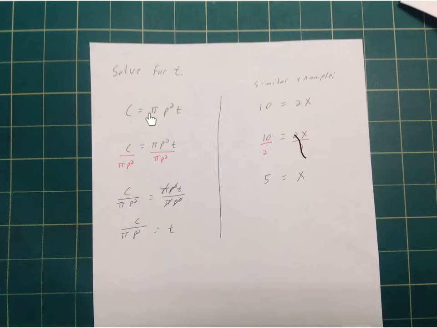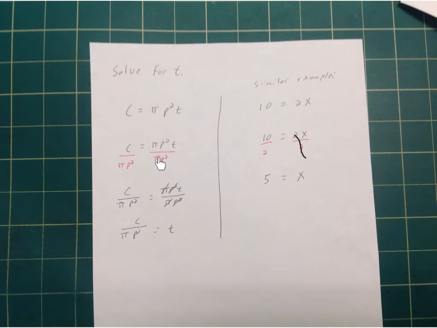We want to do something very similar here. We want to get t by itself. And so we want to get rid of the pi and the p squared. There's no symbol here, it's all understood to be multiplication. So to get rid of these two items, you have to divide. And so you divide each side by pi p squared.